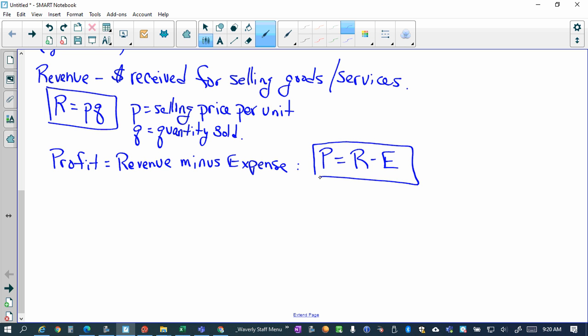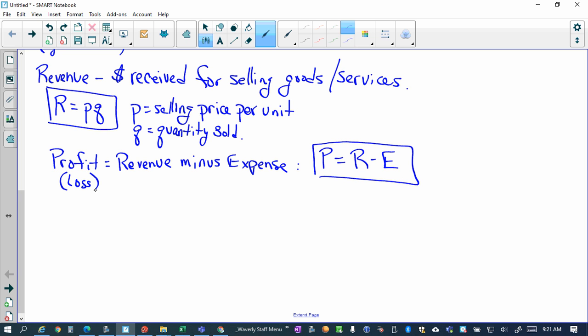Or loss, by the way. Is it always a profit? I should put profit slash loss, right? And so P equals R minus E. Do we have an equation for R up here that could potentially be plugged in here? Do we have an expense equation that could be put in there? Maybe subtract them and get a profit equation at some point, a little bit later on, okay?